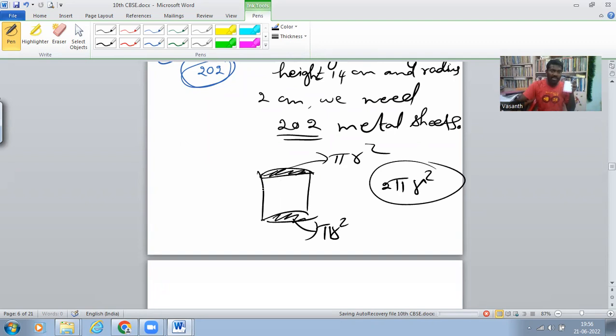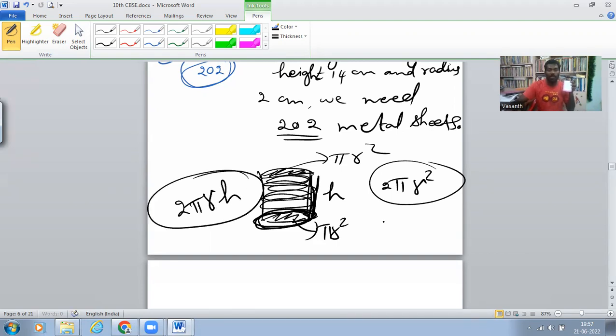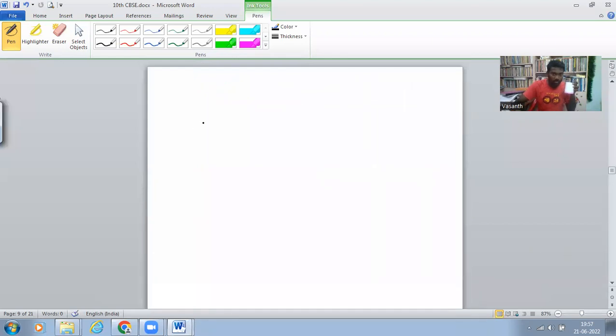Now to find the curved surface area, the circumference of the base is 2 pi r, because the base is in the shape of a circle. Now what is the height here? Height is taken as such. When you multiply the circumference of the base by the height, you get the curved surface area. Are you able to understand, ma? So 2 pi r h is the curved surface area. To find the total surface area, you have to add 2 pi r h, the curved surface area of the cylinder, plus 2 pi r square, the top and bottom area of the cylinder.